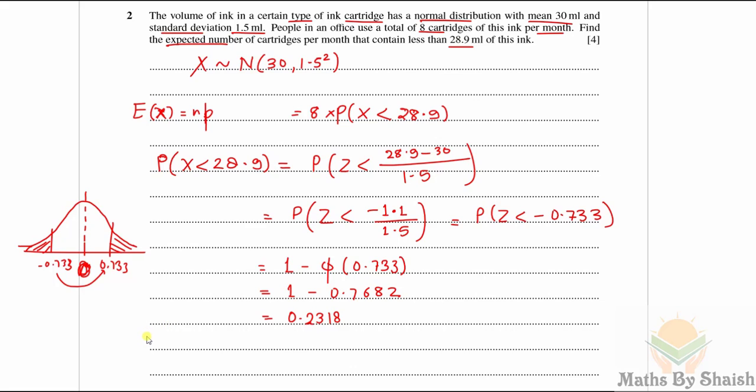So the expectation is going to be 8 into this value, 0.2318, and it is 1.8544. So it is going to be the expected number of cartridges per month. Since it is 1.85, we can write approximately 2. So approximately we require 2. The expected number of cartridges per month required is going to be 2. I hope it is clear. Let's do the next question.